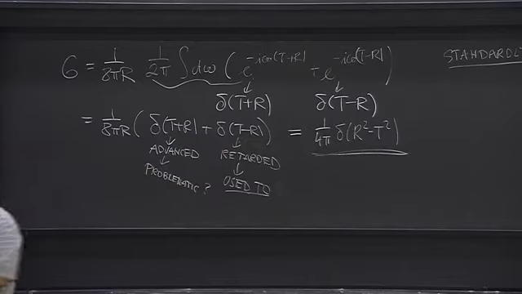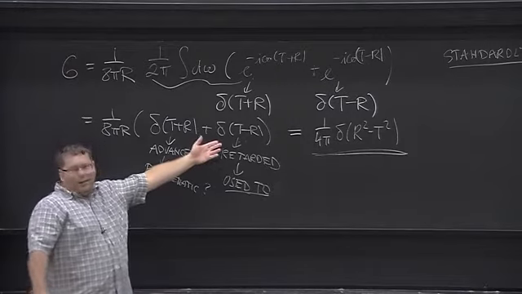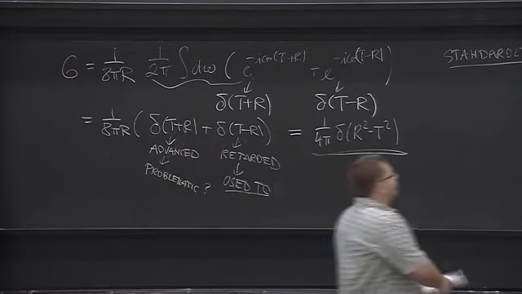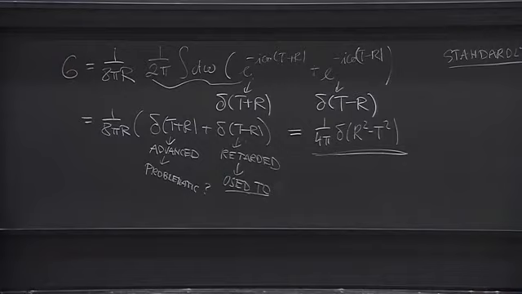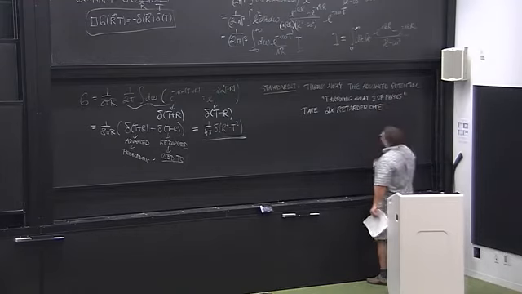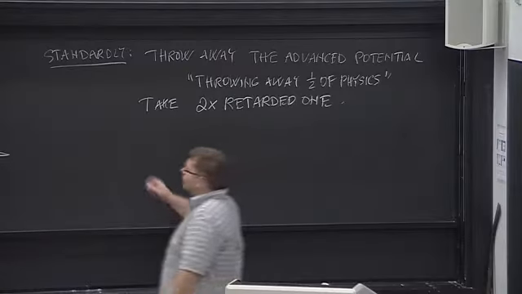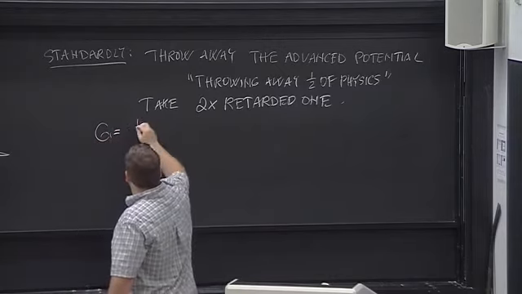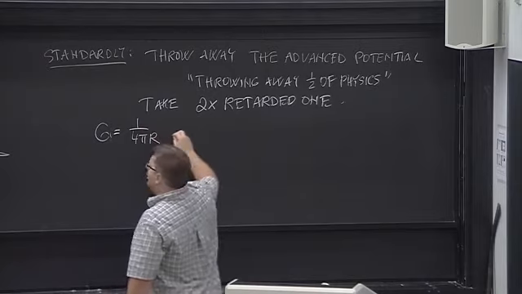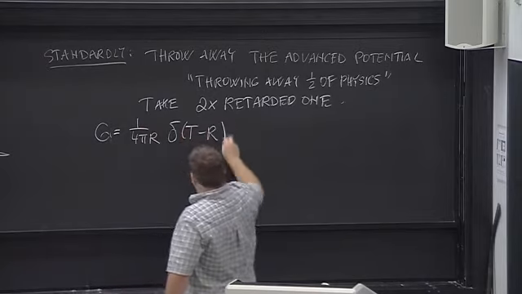So what people do to get the right normalization is multiply by 2. So they only use the retarded thing, but they multiply it by 2. Okay, so take 2 times the retarded one. And so our Green's function is simply 1 over 4 pi r, delta(t minus r).